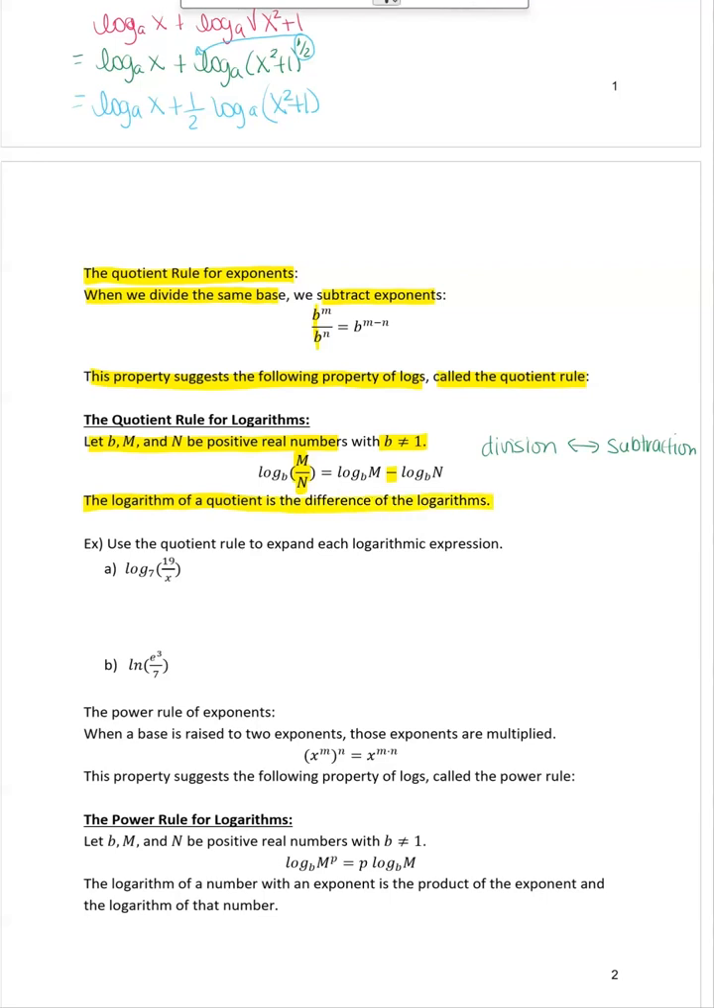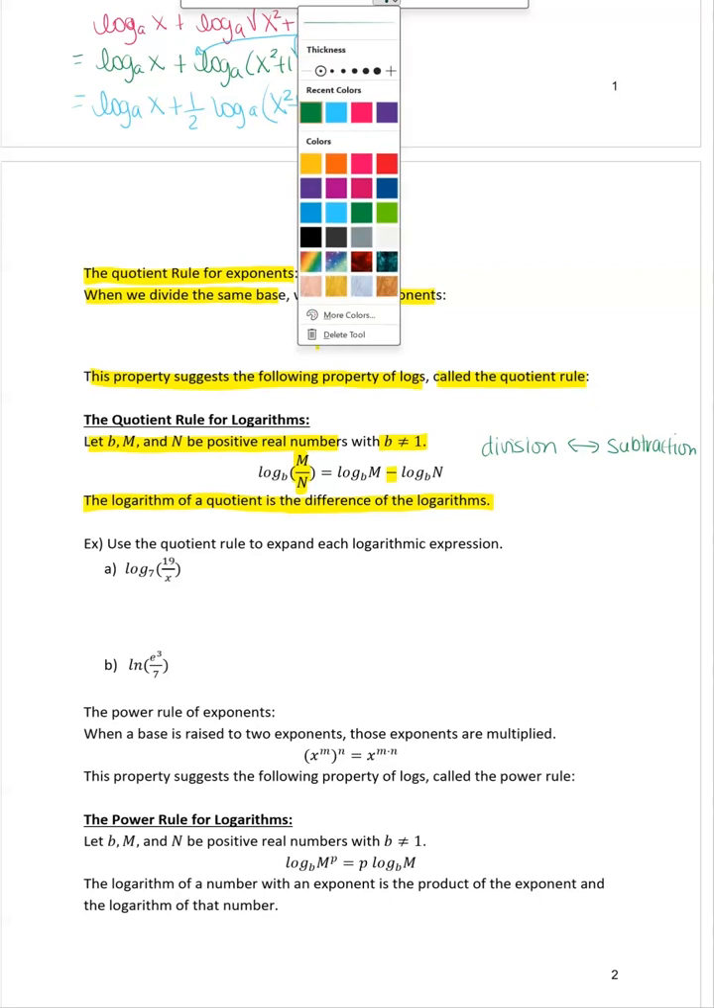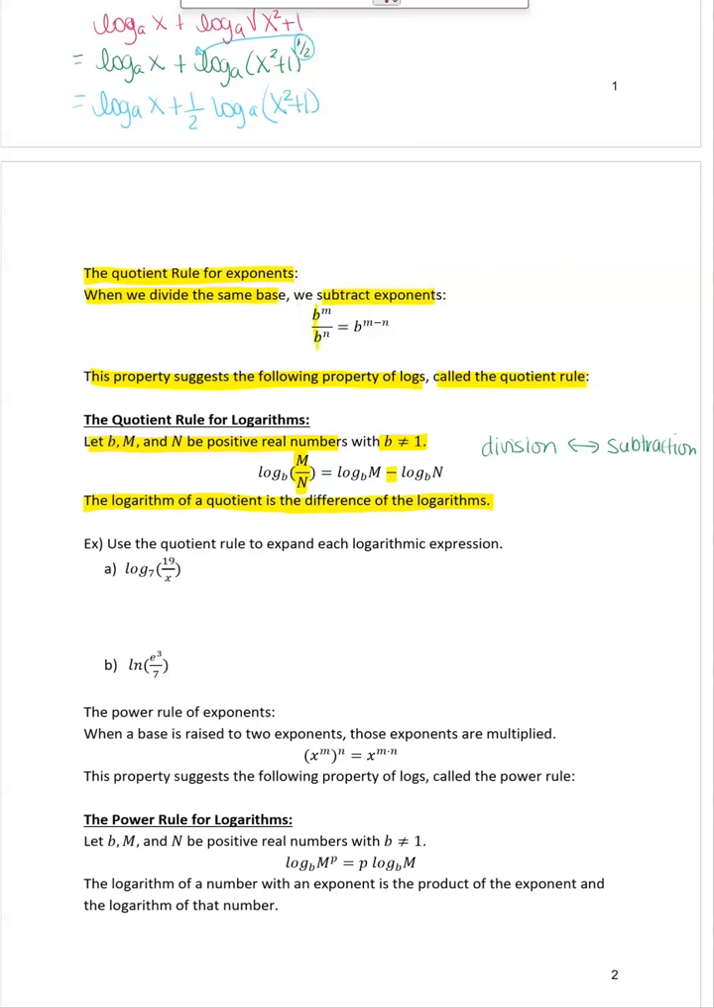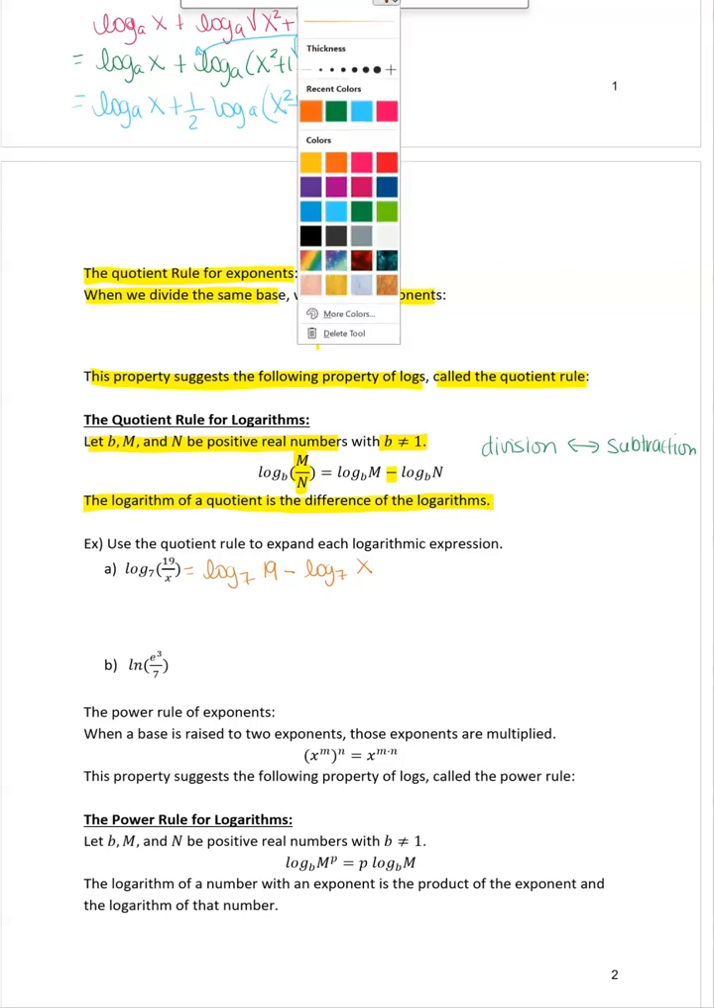The way I remember this in college algebra is a long division bar turned into a short subtraction bar. Okay? So for this one, we're going to have log base 7. Always the one on top goes first, minus log base 7 of x.